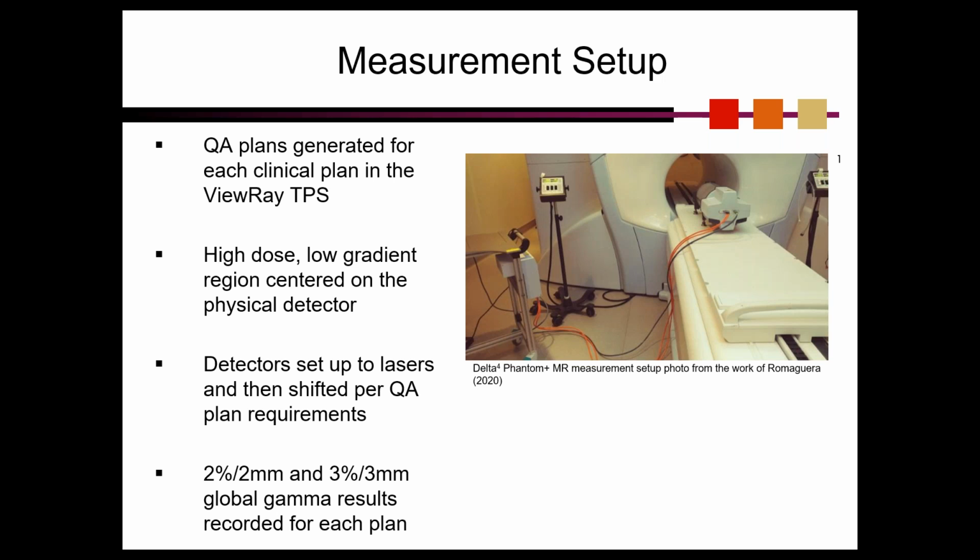For the actual measurement, the physical detectors were set up to the room lasers and then shifted per the QA plan requirements. In the Delta4 software, measurement results at both 3% 3 millimeters as well as 2% 2 millimeter criteria were recorded for each plan.